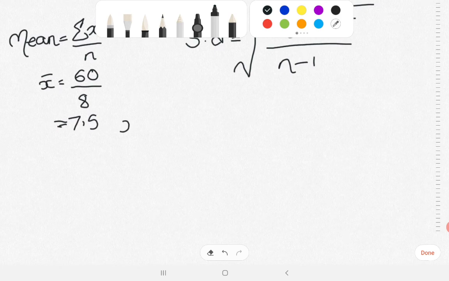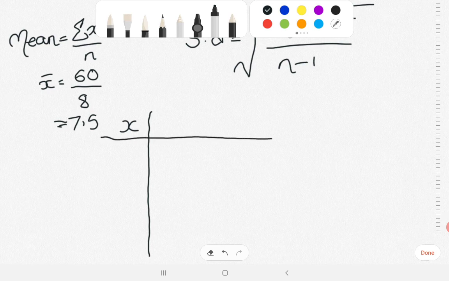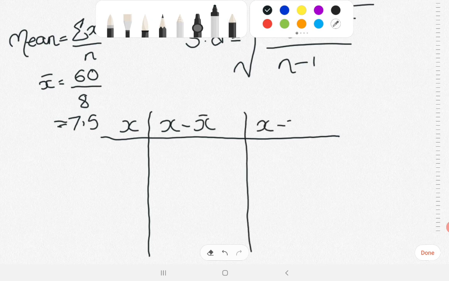So our x's are our numbers, and we might need to make this table a wee bit bigger. We'll get it started. Our x minus x bar is the number take away the mean, and then we're going to have x minus x bar all squared. Okay, and you'll get very used to doing this.